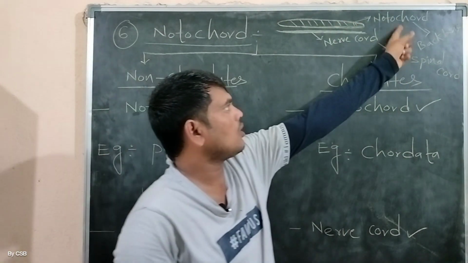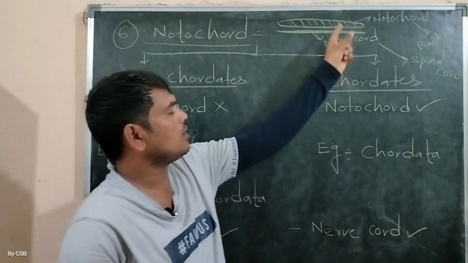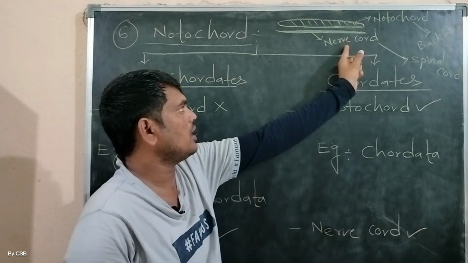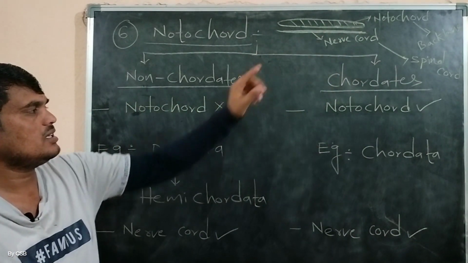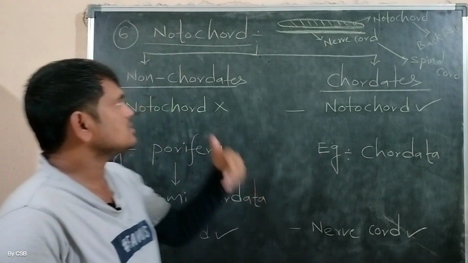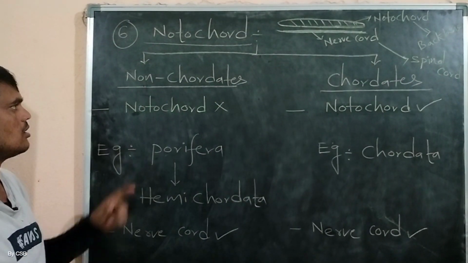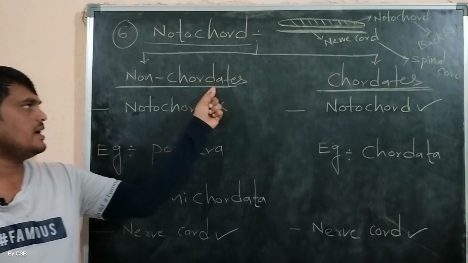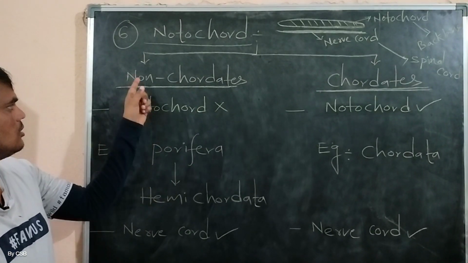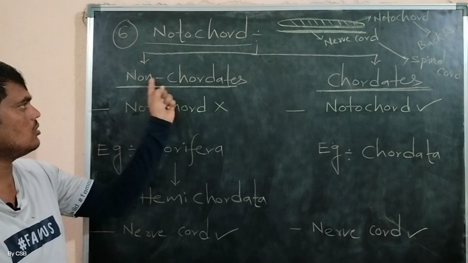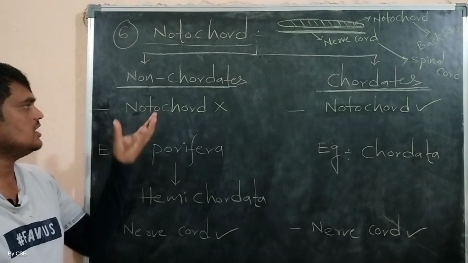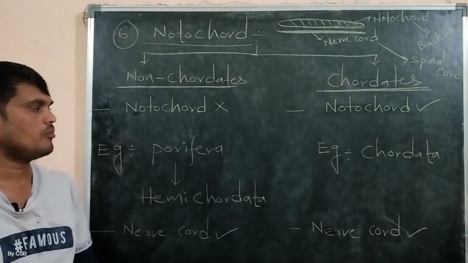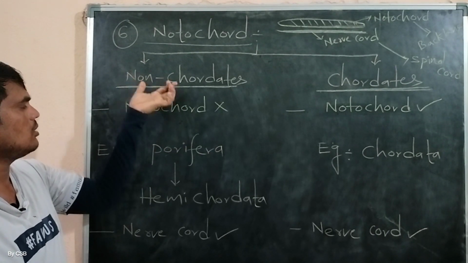Notochord is replaced by the backbone, and the nerve cord is replaced by the spinal cord. At the embryonic stage we can observe the presence of notochord and nerve cord. This is the example for man only. Based on the presence or absence of notochord, animals are of two kinds: non-chordates and chordates. Non-chordates are those in which notochord is absent. There is no notochord, so there is no formation of backbone. Notochord is absent, hence these are non-chordates.